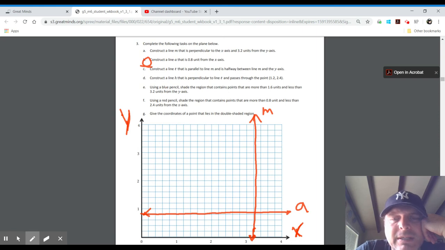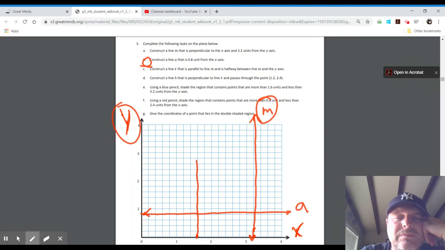So it's halfway between M right there and the y-axis. It's got to be halfway, and it's parallel, so it's going to go up and down. M is at 3.2, so let's go down to 1.5, 1.6. So 1.6 is halfway, because each of those is 0.2: 1.2, 1.4, 1.6.